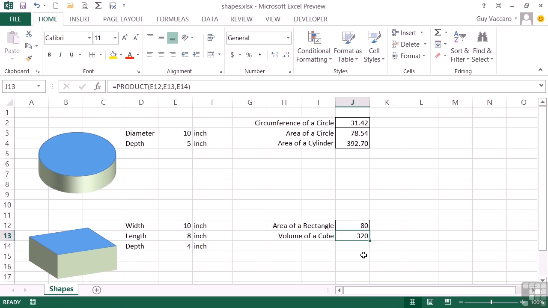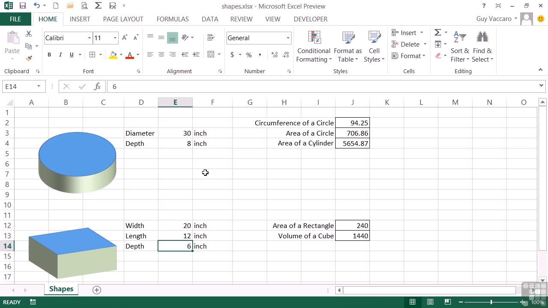All of those are functions, the product function and the functions using pi. So any alterations on these values here, so let's go for a much wider circle, and the circumference increases, the area increases, and therefore the volume. Let's increase the depth dramatically, and the volume changes. And the same with our rectangular shape, we'll go a wider width, a wider length, that increases both the rectangle and the cube volume, but changing the depth will only affect the cube volume.